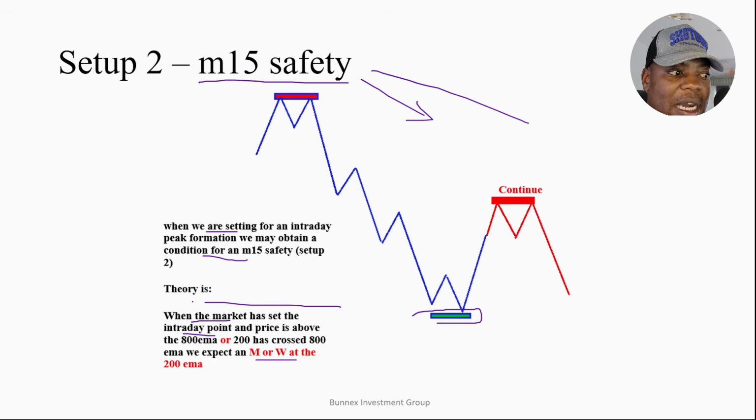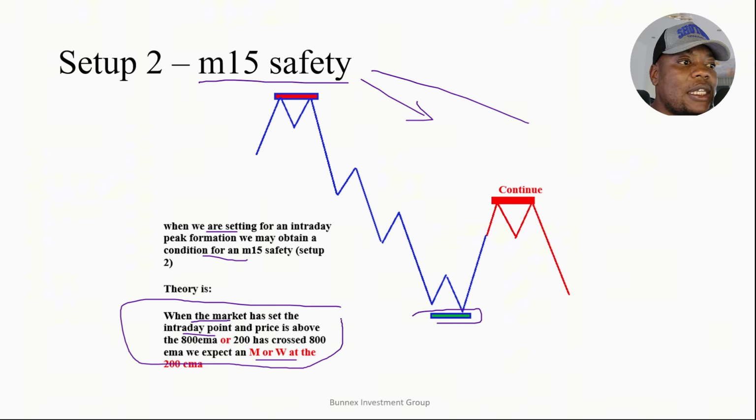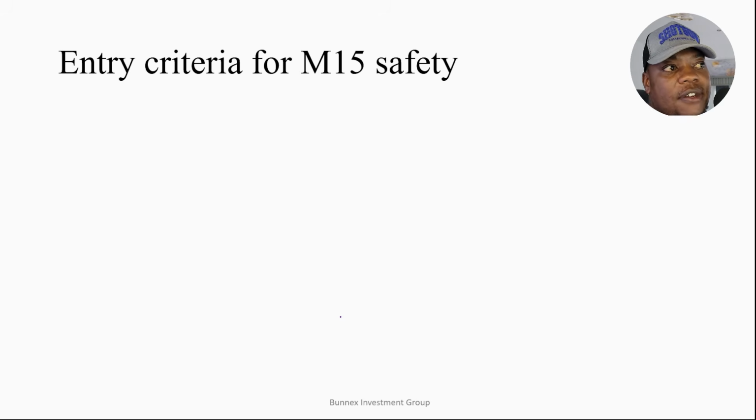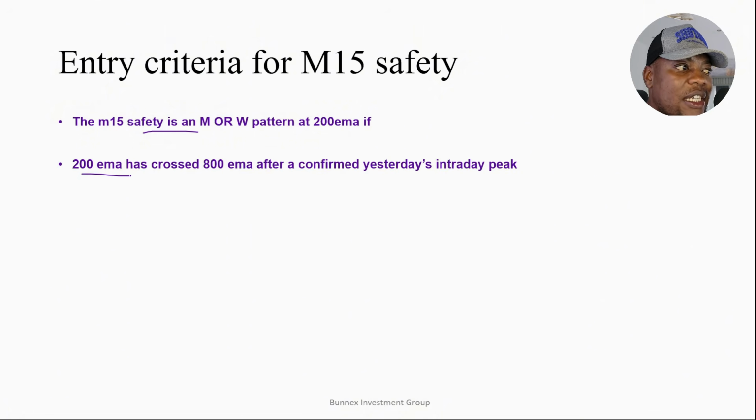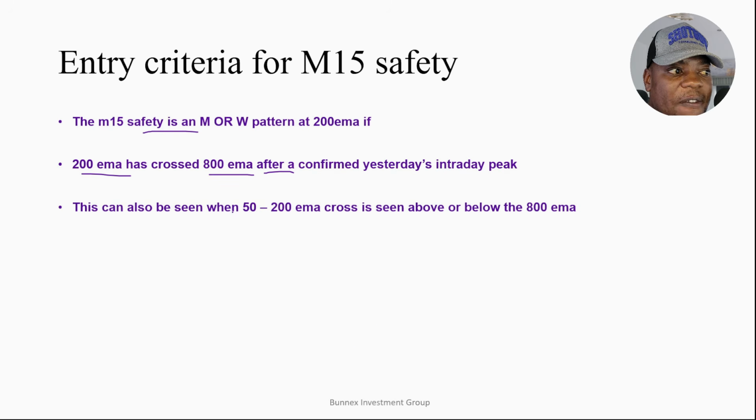You must replay this part until you understand this theory for you to be able to apply this particular setup, right? Entry criteria for that particular setup: the M15 safety is an M or W pattern at 200 if 200 has crossed the 800 EMA after a confirmed yesterday's intraday peak. Yesterday's intraday peak is seen and 200, 800 have crossed. Or this can also be seen when 50, 200 EMA cross is seen above or below the 800 EMA. If you do not understand this, replay this particular part.